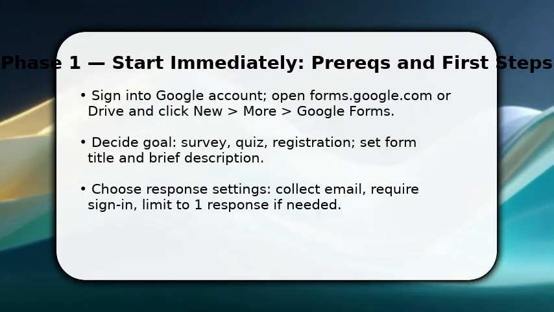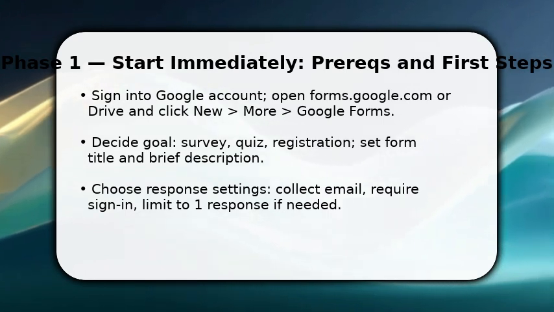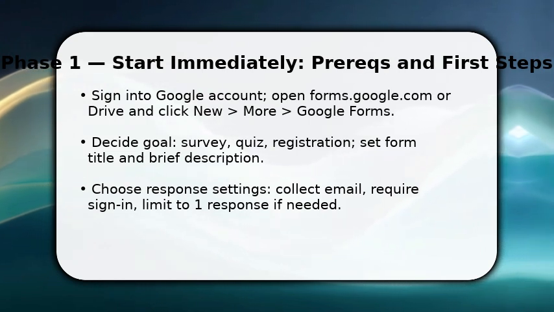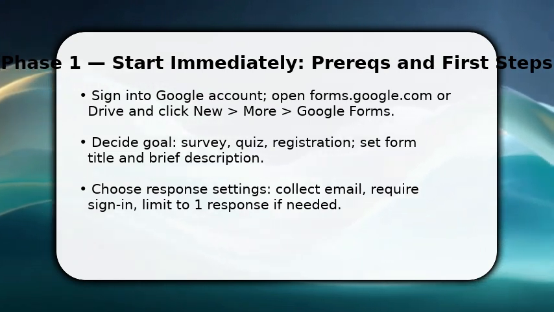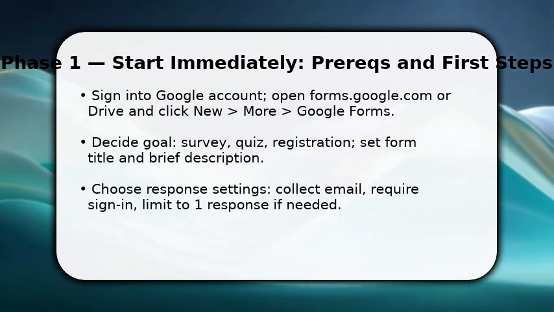You start by signing into your Google account and opening Google Forms right away. Once done, name the form and write a one-sentence description so respondents know the purpose. Next, choose whether to collect emails or limit responses. This affects privacy and follow-up.